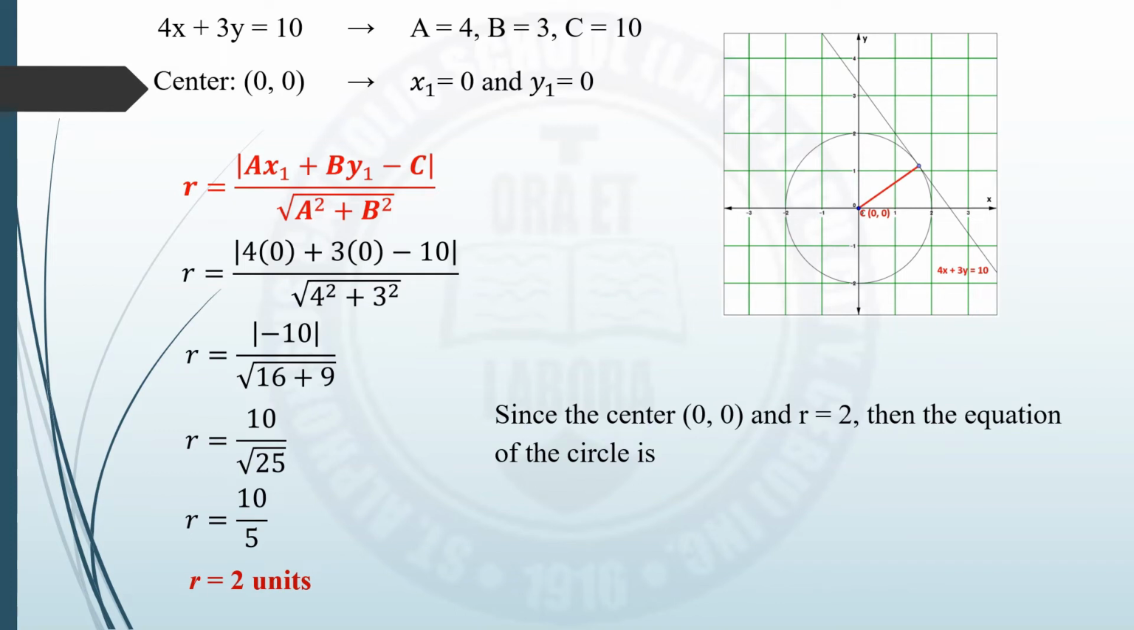Since the center is (0, 0) and r is equal to 2, then the equation of the circle must be x squared plus y squared is equal to r squared. And then substitute the value of r, which is 2, and we have x squared plus y squared is equal to 2 squared, or x squared plus y squared is equal to 4.